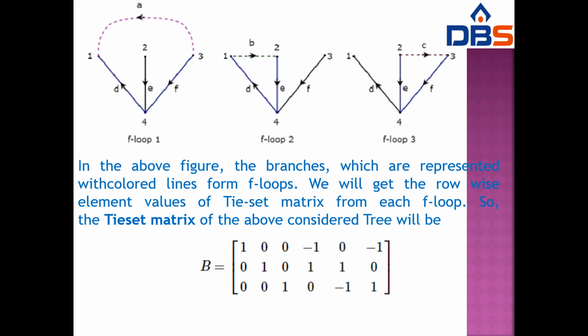Here also there is only one link, with the rest being branches. So for each link there is only one loop. If 3 links are there, 3 F loops must be obtained. In the above figure, the branches represented with colored lines for each F loop give us the row-wise element values of the Tie-Set matrix. So the Tie-Set matrix of the above considered tree will be as follows.